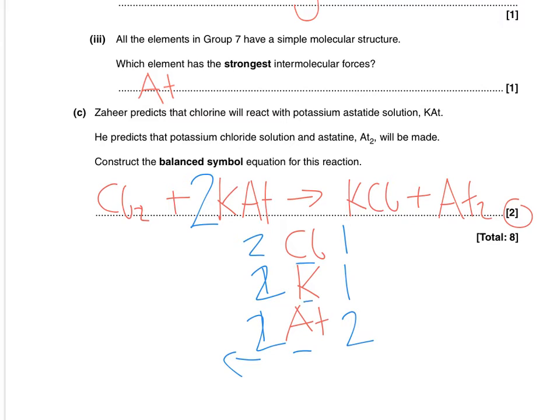We're short a chlorine and a potassium on this side. So what do we do? We put a nice big 2 in front of there, which makes it up so that we've got a nice balanced equation for your second mark.